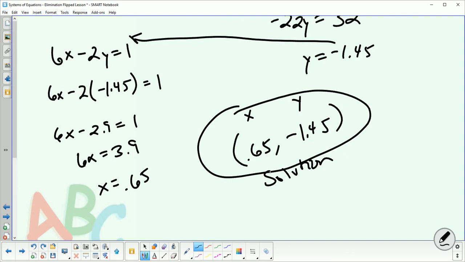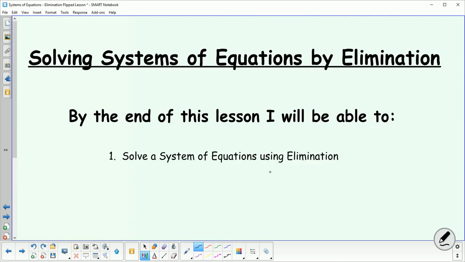So that is the elimination method. We're essentially making one variable disappear. We usually need to multiply both equations by something so that one variable disappears. We solve for that remaining variable and then plug that variable back in to find our original one again.